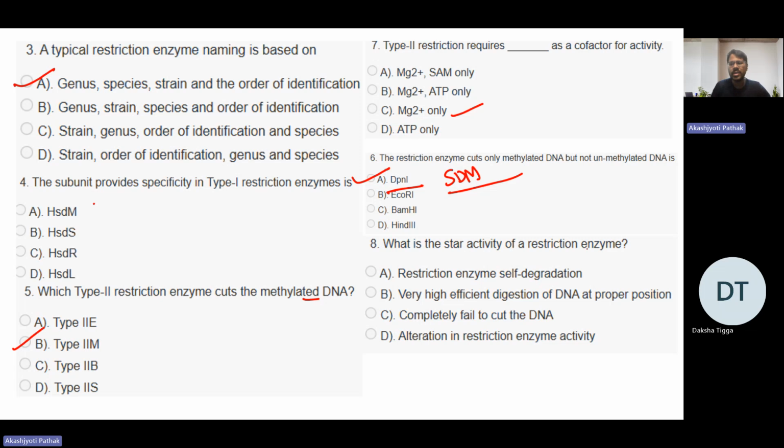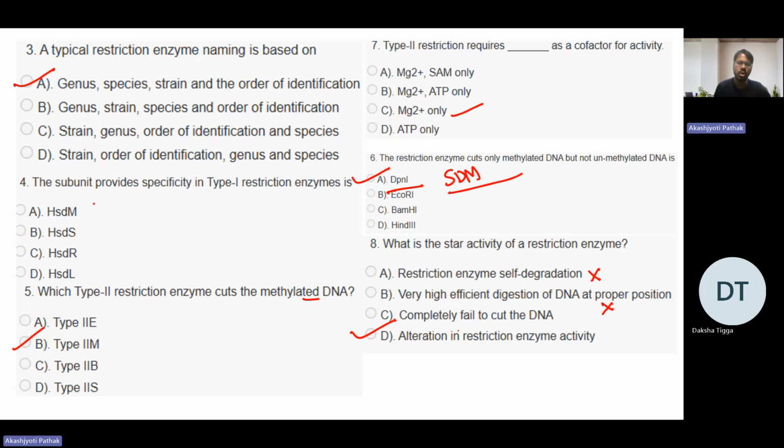What is the star activity of restriction enzyme? If you keep the restriction enzyme for a very long time, then your restriction enzyme will show non-specific cleaving. It will not only cut at the recognition site, it will also cut anywhere within the sequence. So that is the star activity. So the answer is option A.